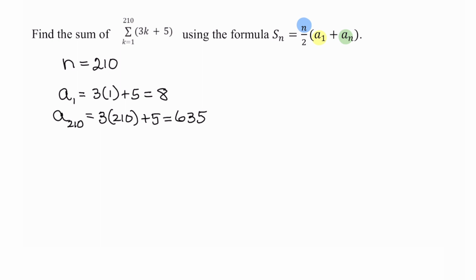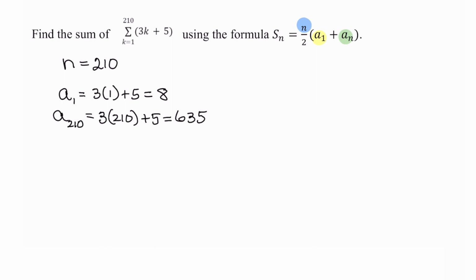Now, certainly we could plug in k equal 1, get the value, plus plug in k equal 2, get the value, plus plug in k equal 3, get the value, etc., all the way up to 210. But this formula will actually take care of jumping us to that total without having to do all that work. We just need to put the values in this formula for the partial sum.